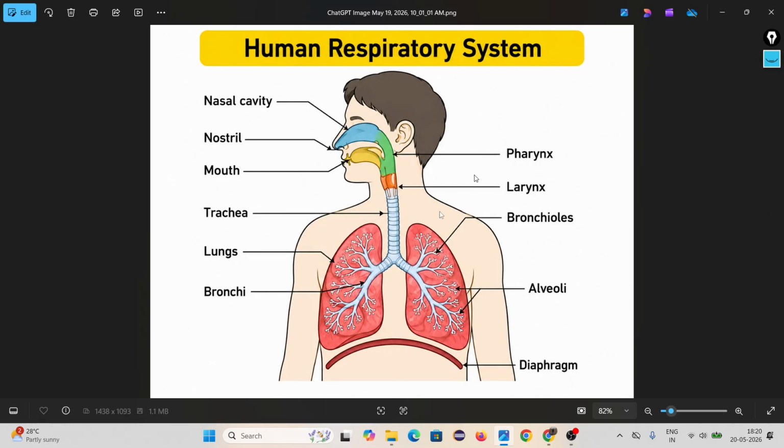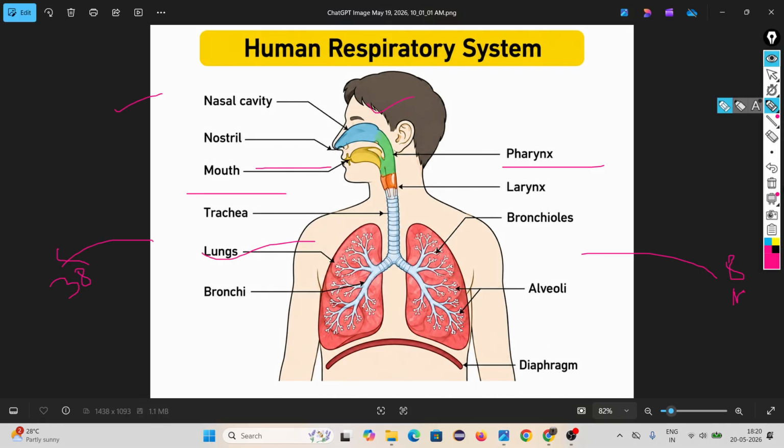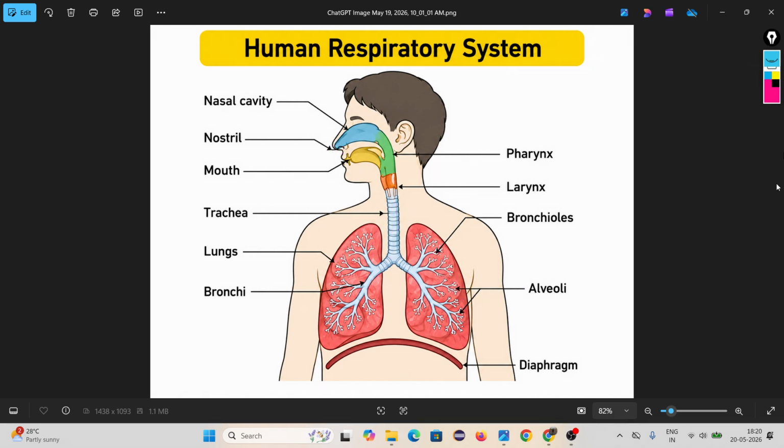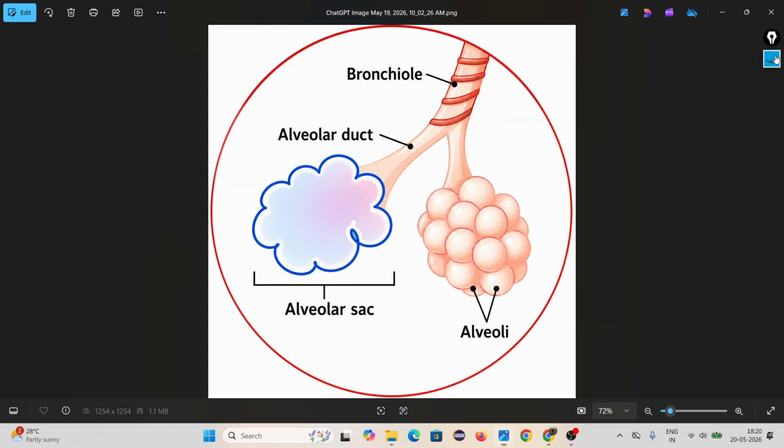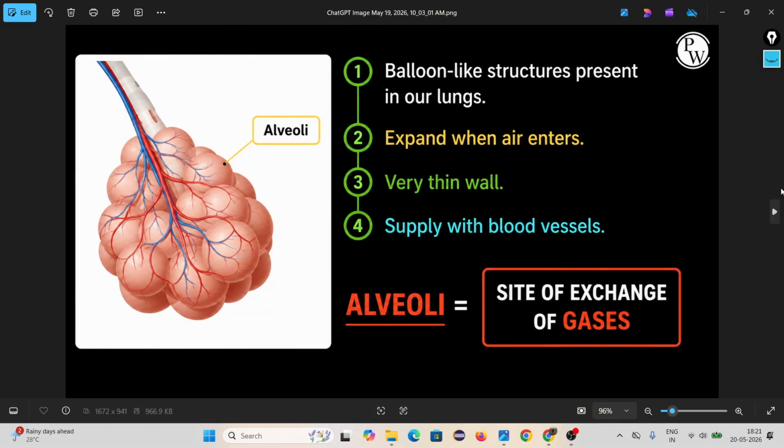Then we understand the human respiratory system, which starts from the nostril to the nasal cavity to the pharynx to the larynx, then the trachea, after the trachea, the bronchi, after the bronchi, the bronchioles. Here is the diagram. After the bronchioles, they end with alveolar sacs. This alveolar sac contains alveoli. This alveoli is the main site of respiration. We understand this.